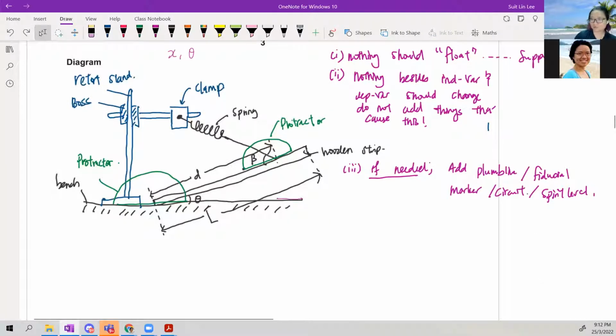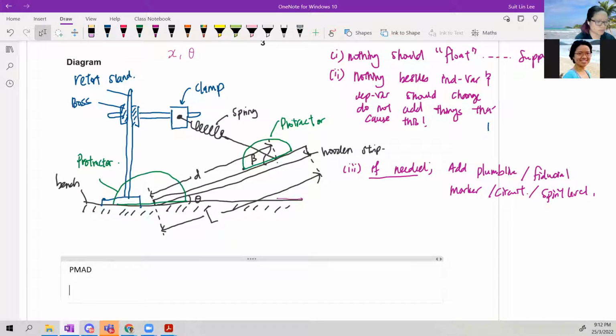Okay, so we're going to write about the variables first. So always start with PMAD. Think about the acronym PMAD. Okay, so the first P is for defining the problem. Bring the keyboard back. Defining the problem. So this is the P. And defining the problem here just means state variables.